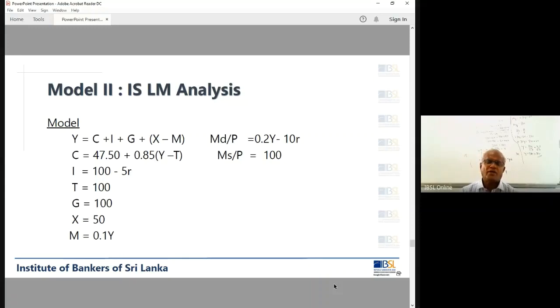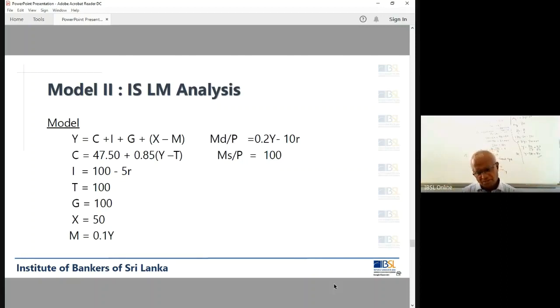After that, on the right hand side you have the constants. 4750 is there, 100 is there. Then you multiply the 100 by 0.85, then government expenditure, exports, all the constants. Simplify these things. After that comes R: minus 5R. That will be the IS curve.